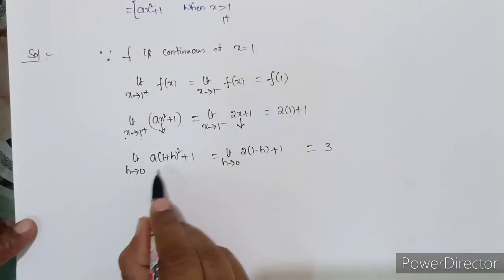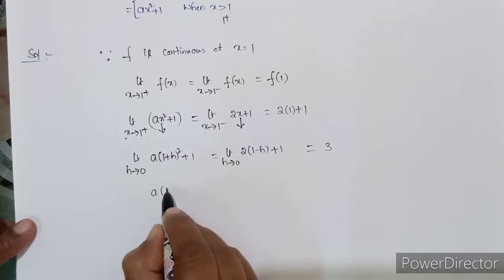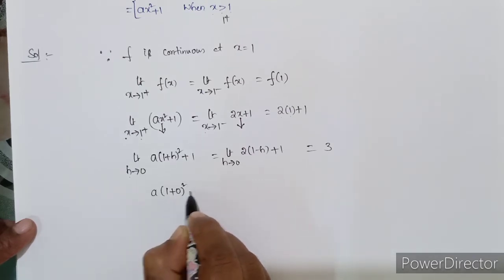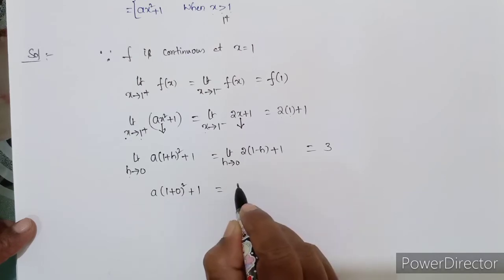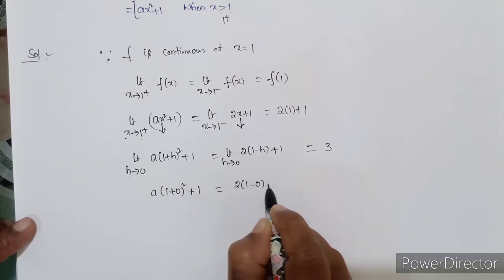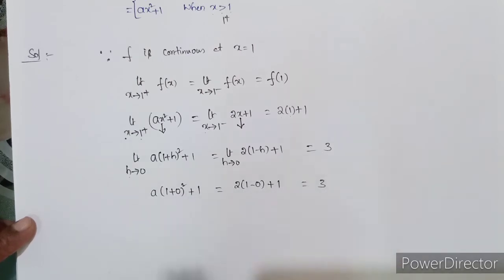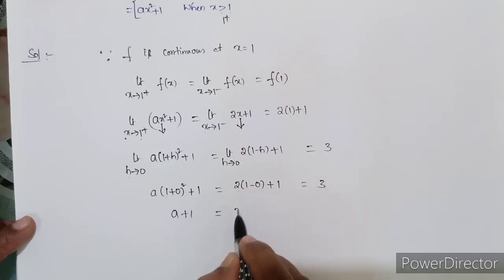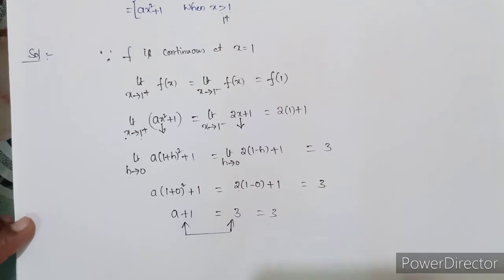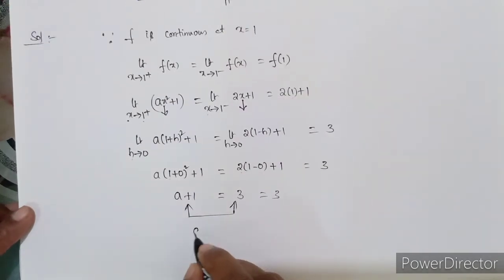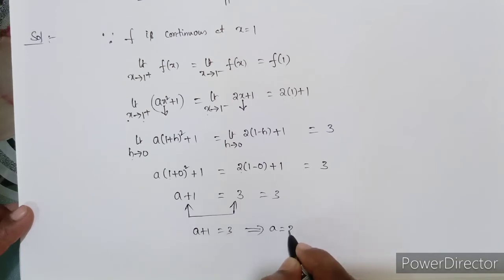Now on substituting h equal to 0, a into 1 plus 0 whole square plus 1 equals 2 into 1 minus 0 plus 1 equals 3. 1 square is 1, 1 into a plus 1 is equal to 2 plus 1, 3 equals 3. Now we equate these two terms. A plus 1 equal to 3 implies a is equal to 2. Therefore the value of a is 2.